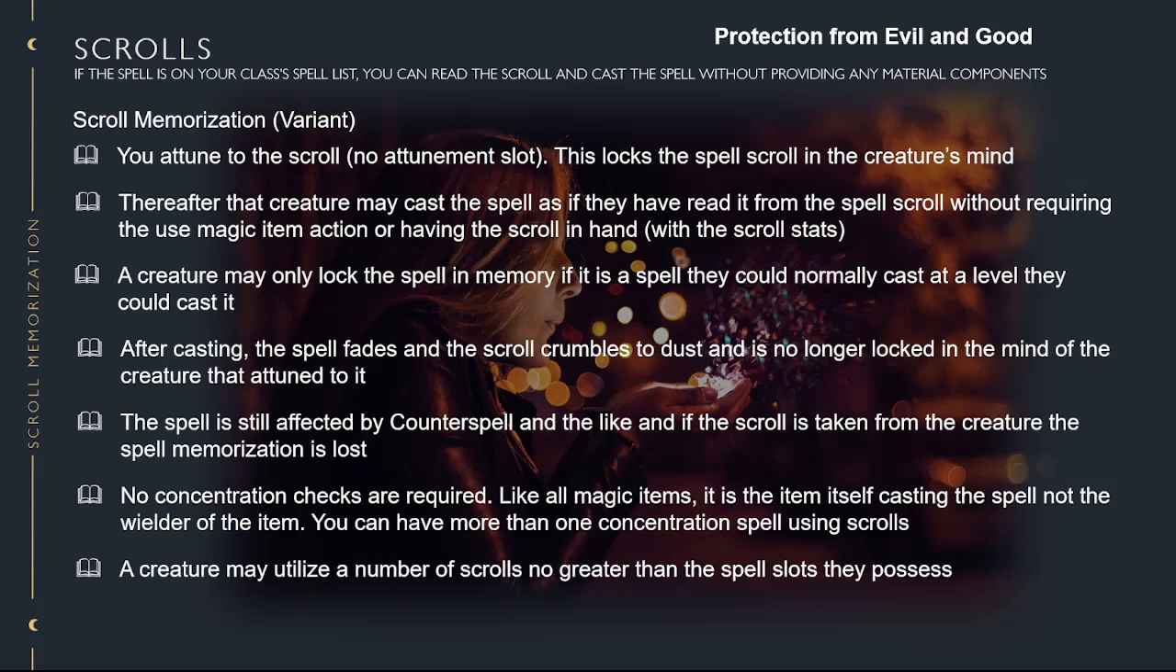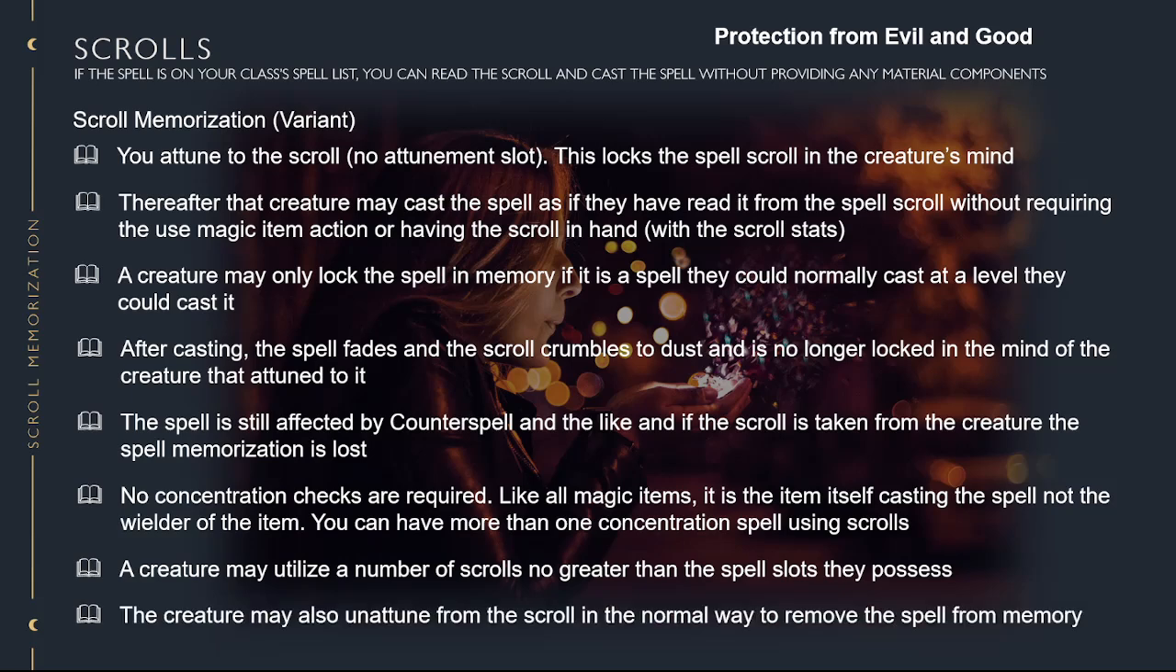A creature may utilize a number of scrolls no greater than the spell slots they possess. So the number of spells you can memorize is just your spell slots. If you have 3 first level spell slots, you can memorize 3 first level scrolls. That's it, so that limits you. The creature may also unattune from the scroll in the normal way to remove the spell from memory.